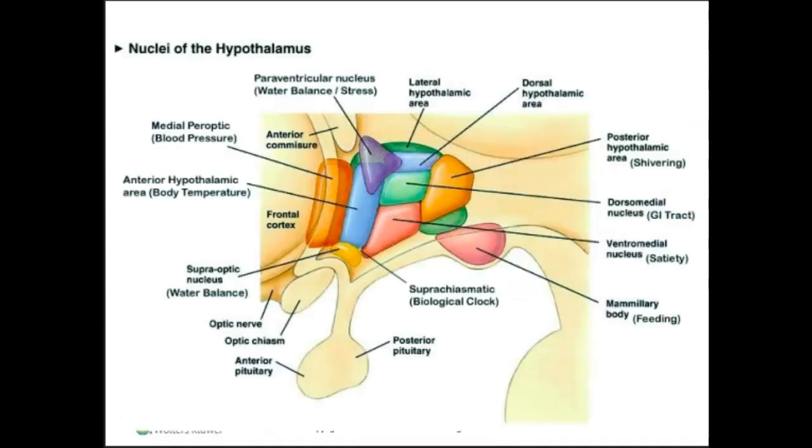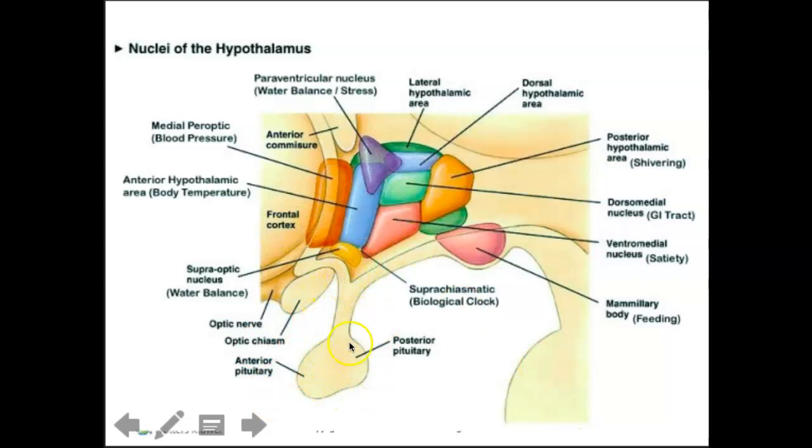So here is a picture of the hypothalamus. This is not from your book, but I wanted to give you this, to give you a measure of how complex that particular portion of the brain actually is. So what do we have there? Well, here is the pituitary.